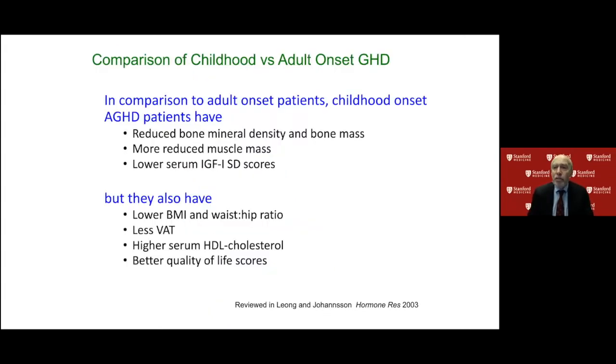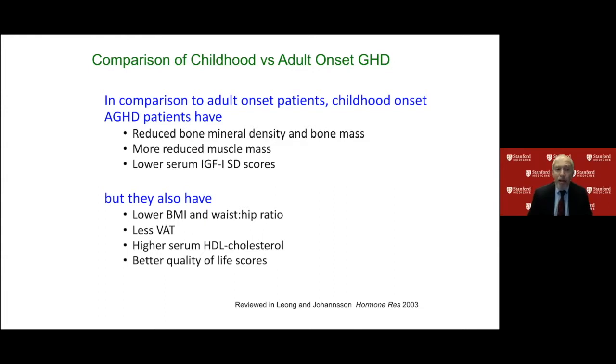Now, there are some differences between adults with growth hormone deficiency who acquired their growth hormone deficiency as children or as adults. So in comparison to the adult onset patients, childhood onset adult growth hormone deficient patients tend to have much more reduced bone mineral density and bone mass. Maybe they've never really accumulated enough mass in the beginning. They have more reduced muscle mass, and they tend to have lower IGF-1 levels.